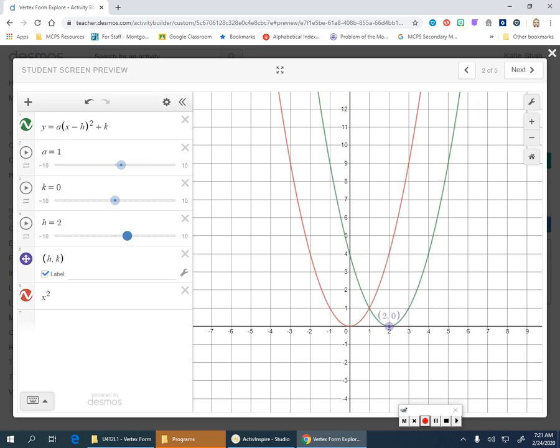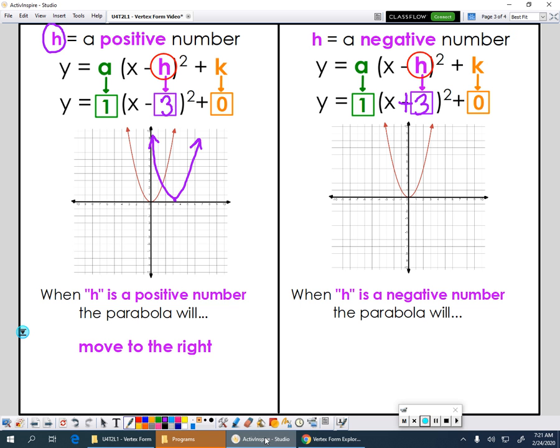So let's see. When h is negative, which way do we move? We're going to move over here to the left. So I'm going to go back here to -3. I want you to see we've moved the vertex 3 places to the left. And we'll draw it in up here. Now, my a value is 1, so that didn't change at all. So when h is negative, the vertex of the parabola moves to the left.